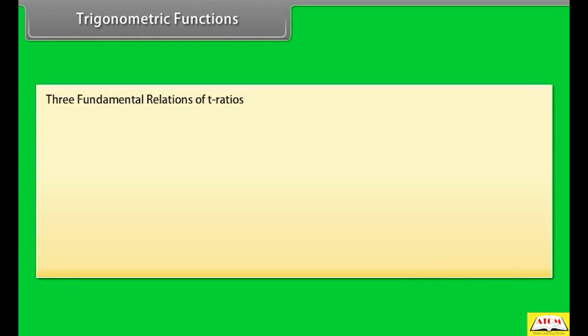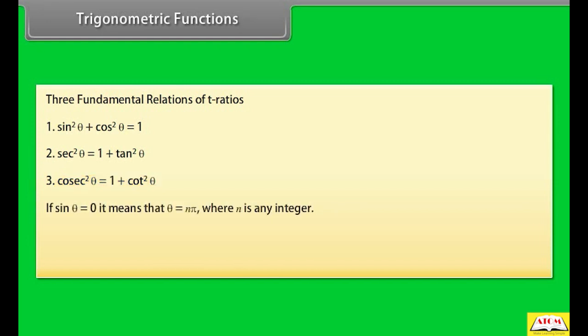Trigonometric functions. Three fundamental relations of T ratios. Sin square theta plus cos square theta equals 1. Sec square theta equals 1 plus tan square theta. Cosec square theta equals 1 plus cot square theta. If sin theta equals 0, it means theta equals n pi, where n is any integer. If cos theta equals 0, it means theta equals (2n plus 1) pi by 2, where n is any integer.